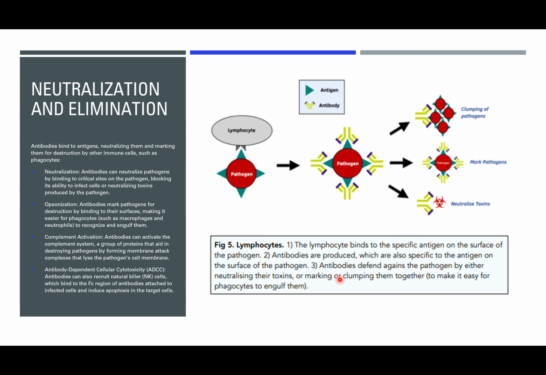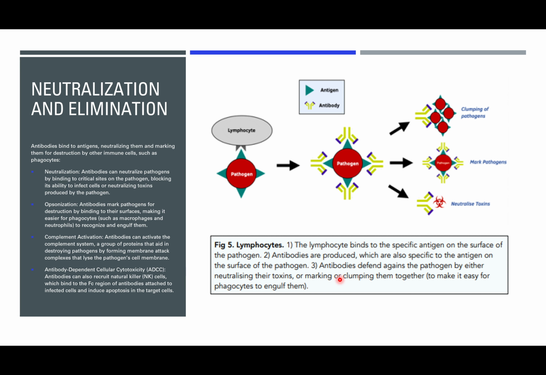We have opsonization. What we're basically talking about is the fact that antibodies can mark pathogens for destruction by binding to their surfaces and making it easier for phagocytes to locate them. So that's one thing. And we have complement activation as well. It can activate the complement system within the immune response, and we're going to look at what complements do.